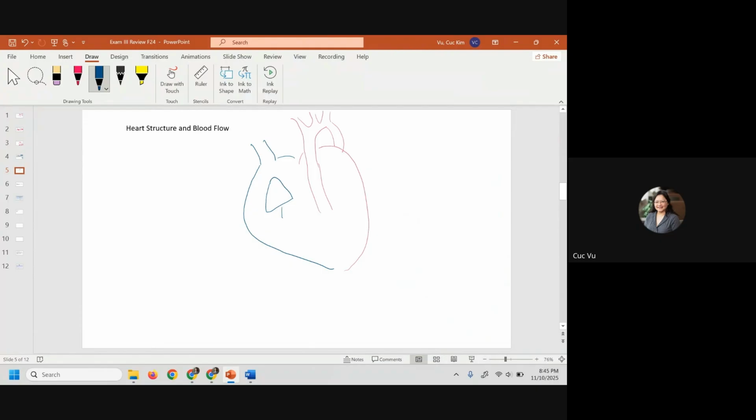What's the saying? Do you buy before you try, or do you try before you buy? Try before you buy. Yeah. So the tricuspid comes before the bicuspid.